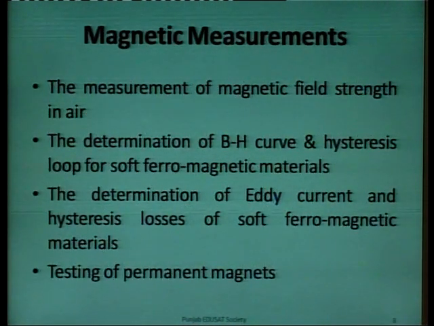So, magnetic measurements include the measurement of magnetic field strength in air, the determination of BH curve and hysteresis loop for soft ferromagnetic materials, the determination of eddy current and hysteresis loss of soft ferromagnetic materials, and the testing of permanent magnets.